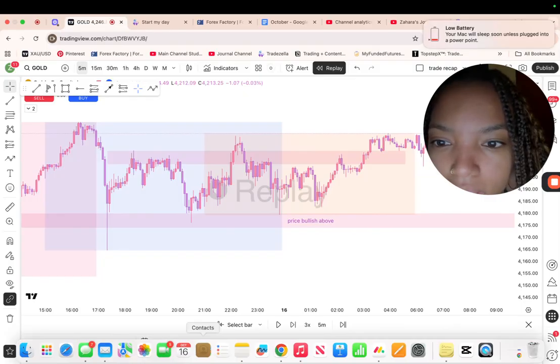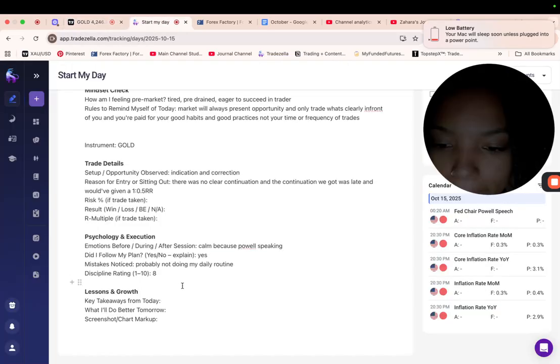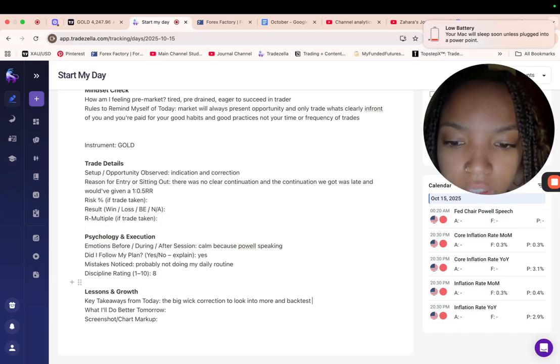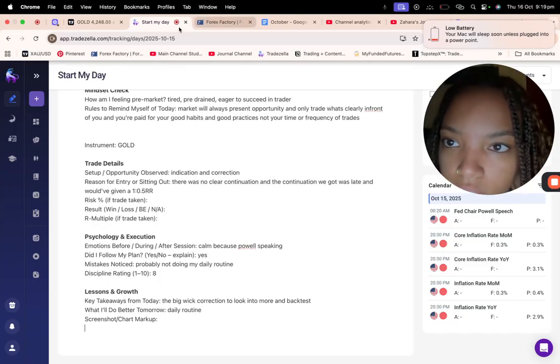Key takeaways. I guess the big wick correction to, I guess, look into more and backtest, because I've never experienced a correction with a wick like that. So yeah, and then what I'll do better tomorrow is just my daily routine. Because I feel like what I actually did with the charts was pretty good.